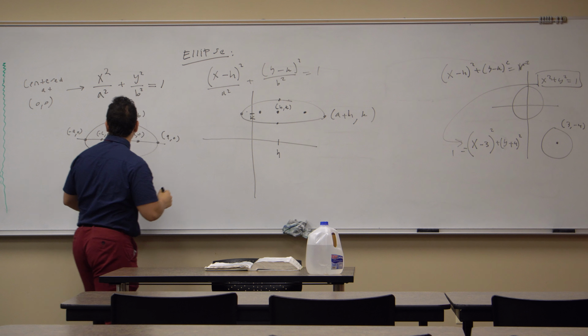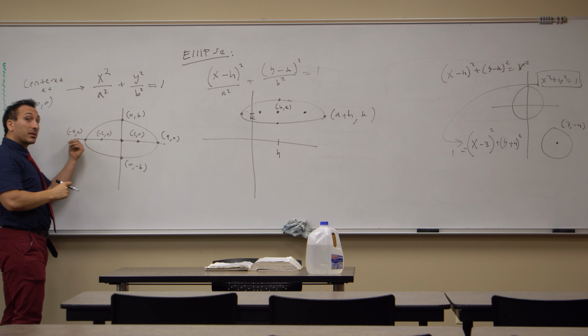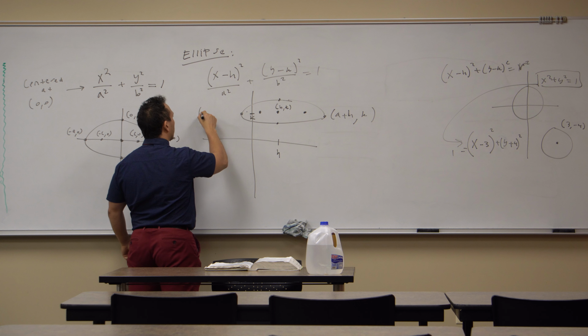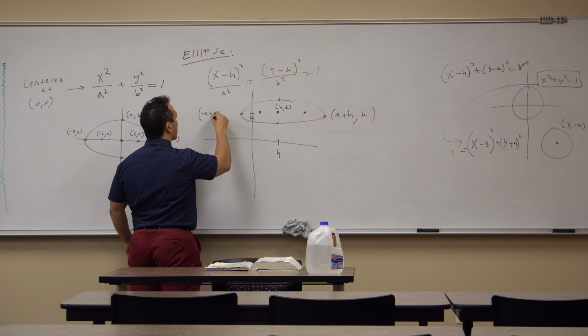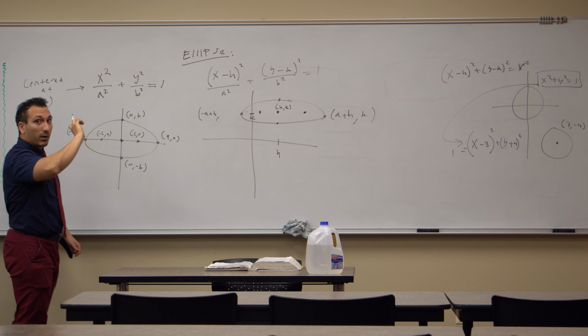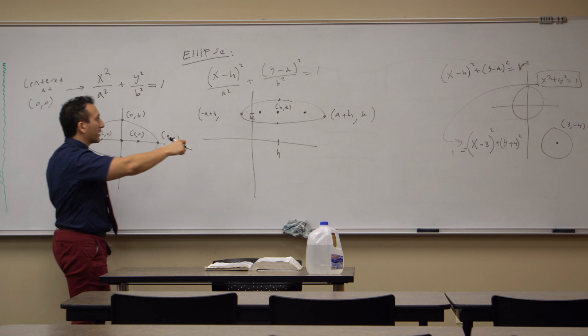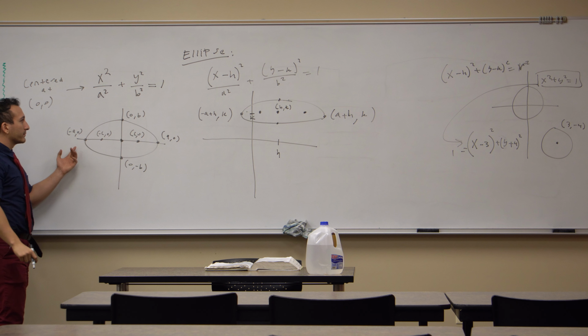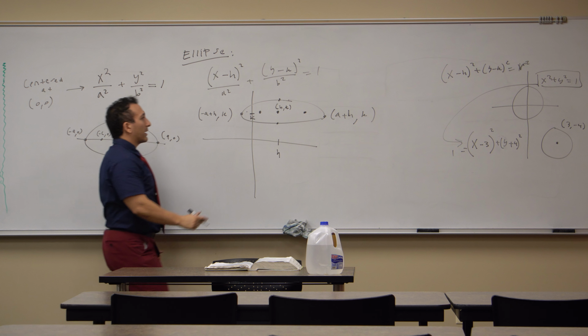Now what about this one? Well, that one used to be negative a, 0, but still we added h to it to shift it horizontally. So it's negative a plus h in the x. And in the y, what did we do? Shifted it up by k. So that's where that new point is at.